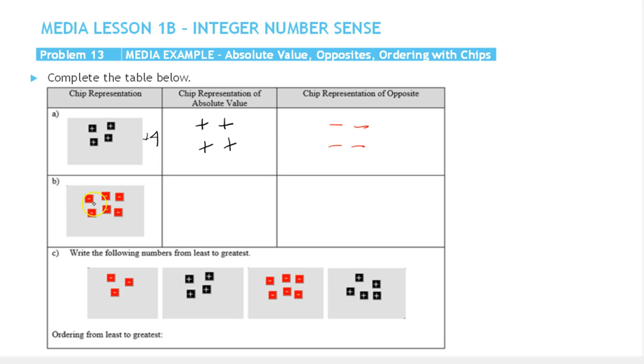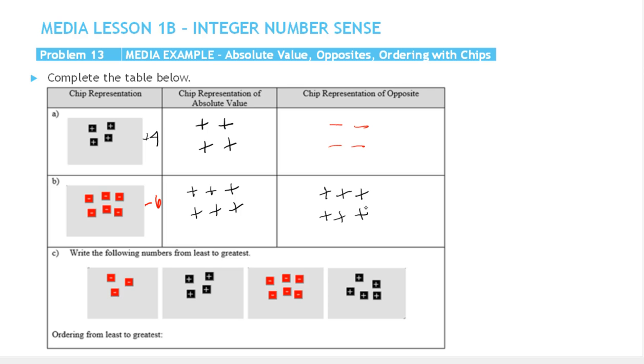Now here we have 1, 2, 3, 4, 5, 6 negative chips, or negative 6. Since the absolute value is always positive, the absolute value of this is the equivalent number of chips, but all of the chips would be positive. So 6 positive chips. Now looking at the chip representation of the opposite, it would be changing all of these negative chips to positive chips. So each negative is replaced with a positive chip, and we have 6 positive chips.